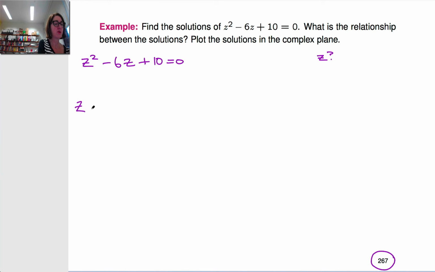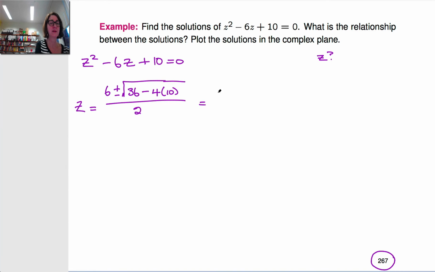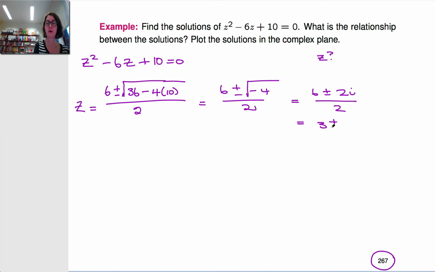Well, we're going to use the quadratic formula. So z equals minus b plus or minus the square root of b squared minus 4ac, and c is 10, all over 2a. So our a is 1. Let's simplify that a bit: 6 plus or minus the square root of minus 4 over 2. So this is 6 plus or minus 2i over 2. So it's 3 plus or minus i. Okay, so they're the solutions.